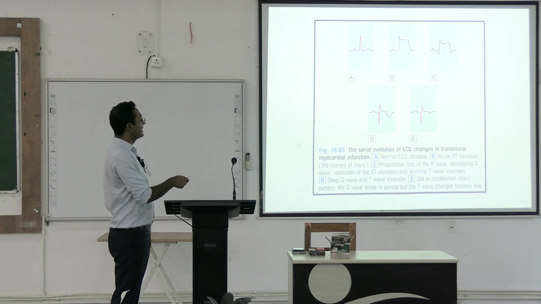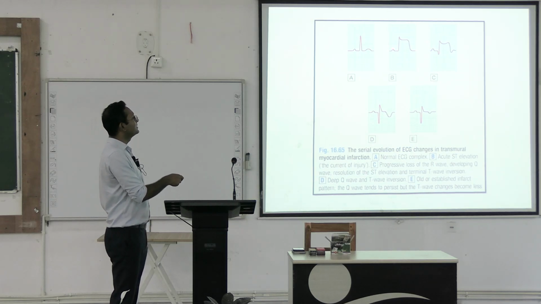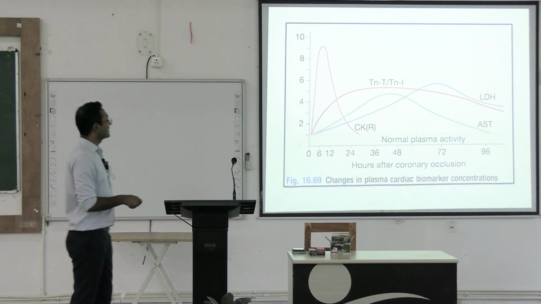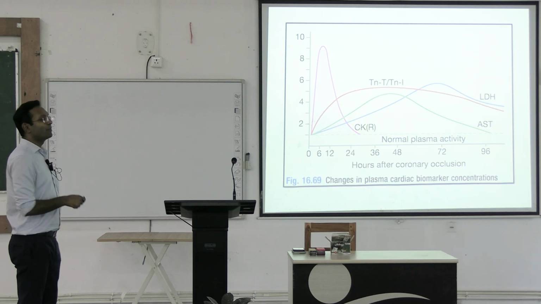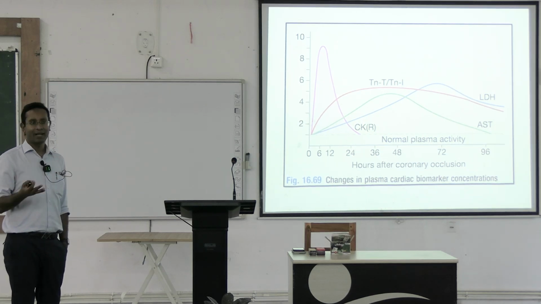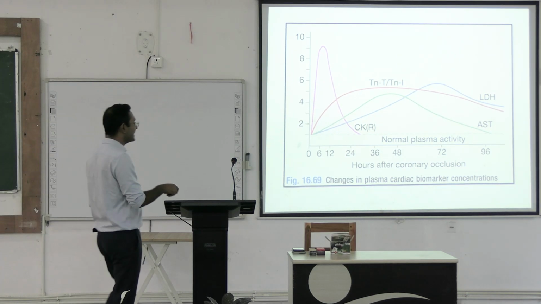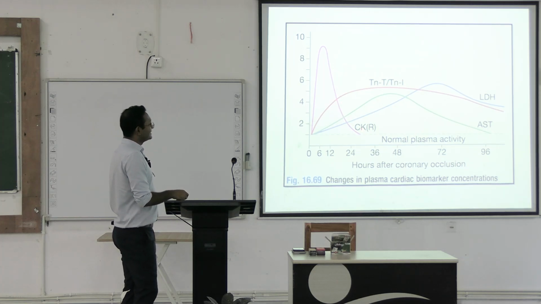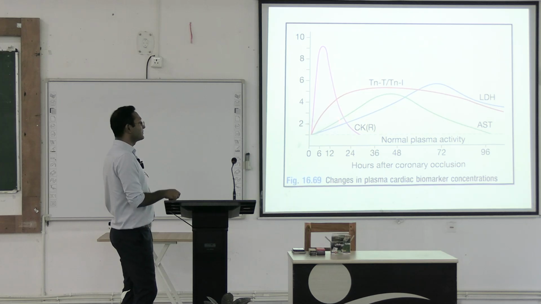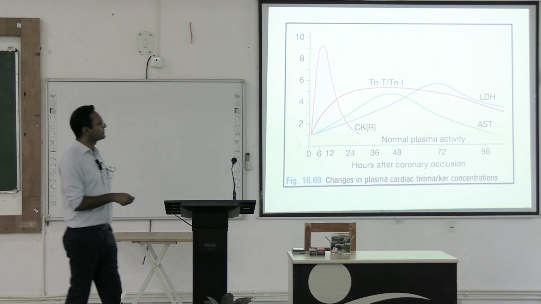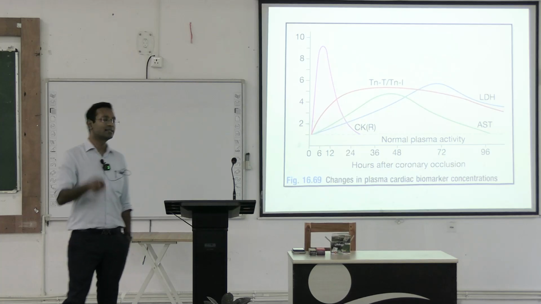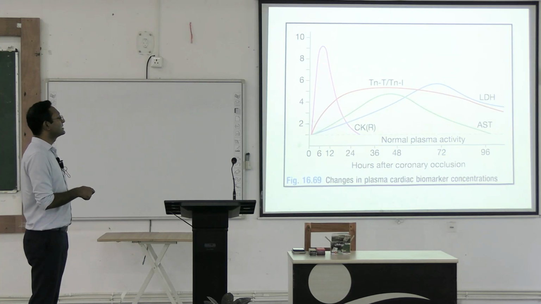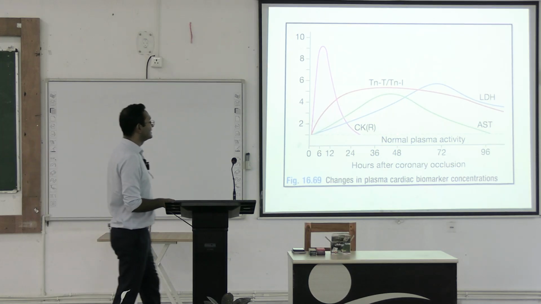The ECG change in STEMI is the immediate finding, acute ST elevation. I'll move to the biomarkers. These are the biomarkers which get elevated when an MI happens, or in CAD, coronary occlusion: troponin T or troponin I. Creatine kinase increases in the first few hours. LDH increases after 72 hours. AST also increases slowly. So during diagnosis, the most useful biomarkers in the immediate period are creatine kinase and troponin.